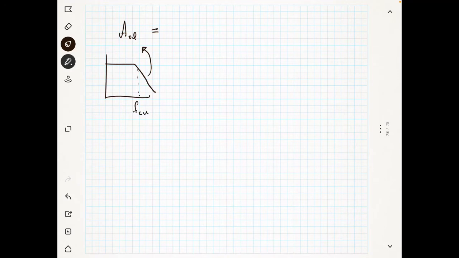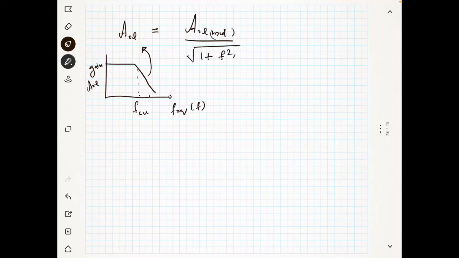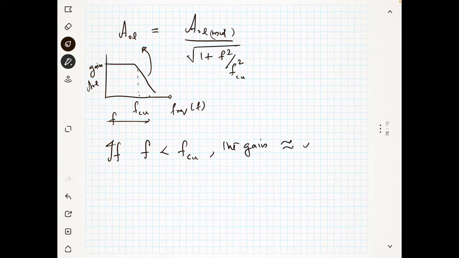AOL. I am talking about this area. So the gain at these points, after FCU, this is the frequency F, and this is the open loop gain. So AOL will be equal to AOL mid divided by the square root of 1 plus F square by FCU, the upper cutoff frequency, the whole square. If the frequency, on the complete frequency axis, is less than FCU, the gain will be approximately equal to AOL mid. Always it will be AOL mid, that is the mid-range gain.